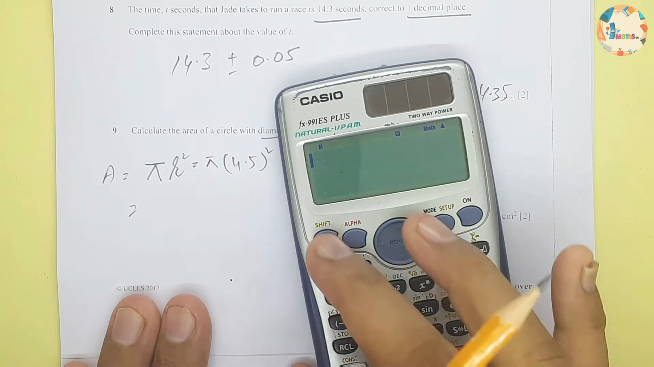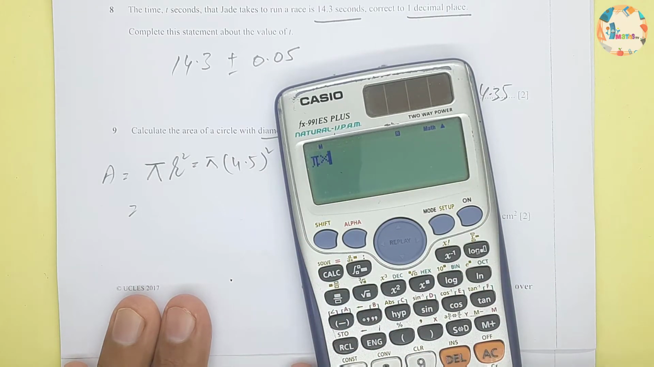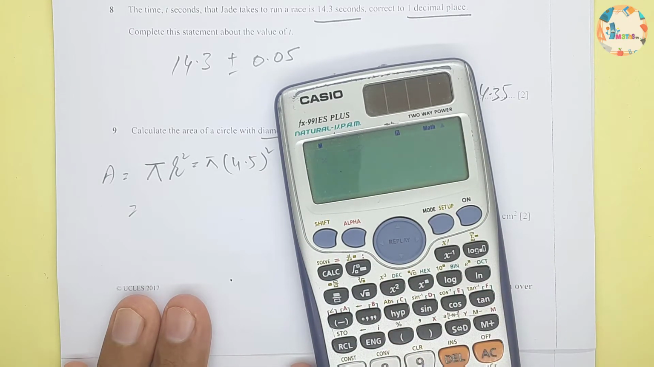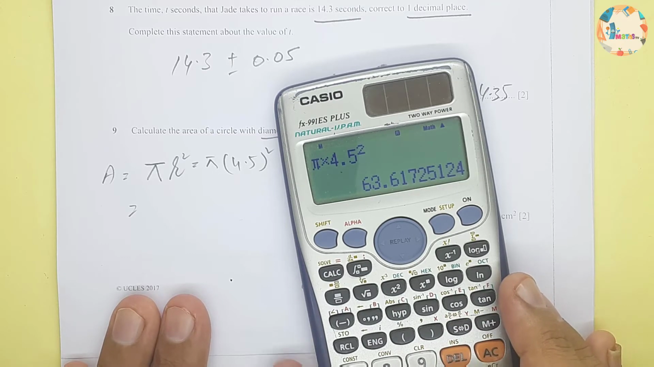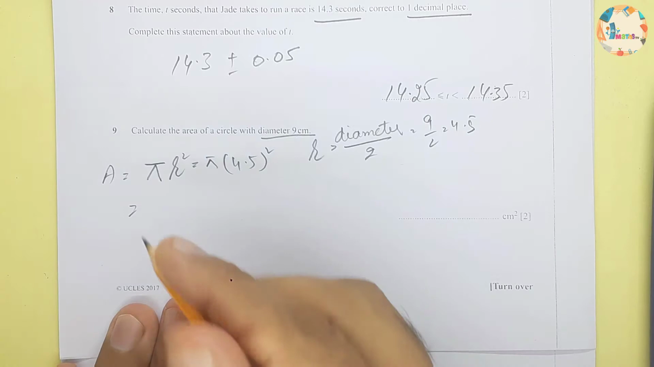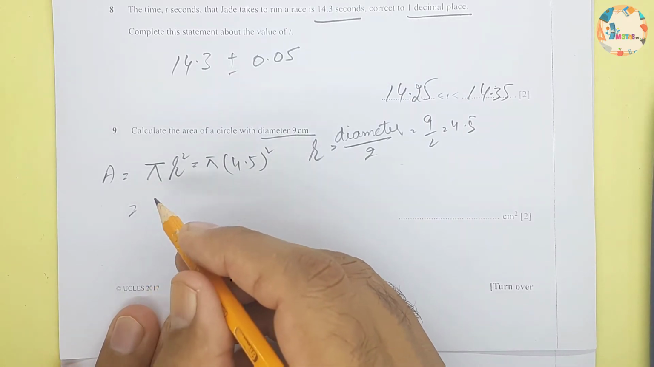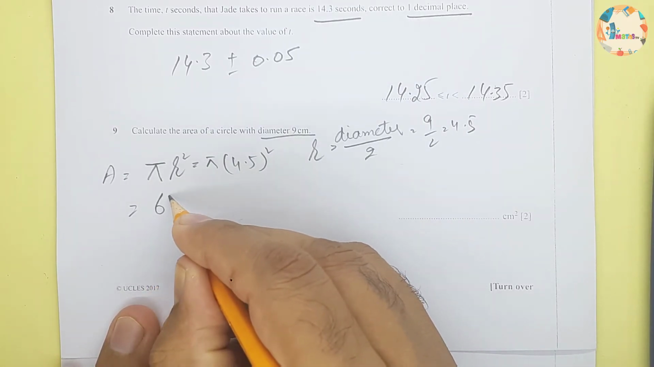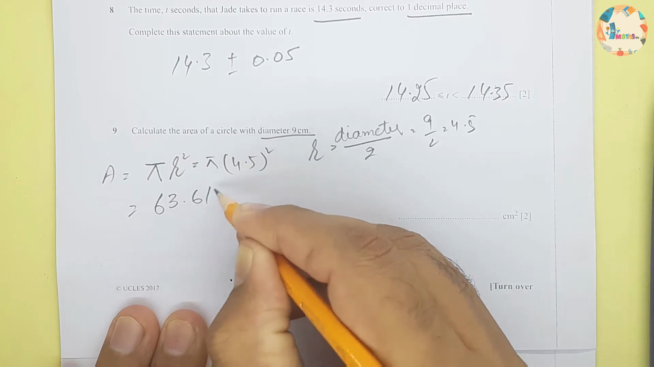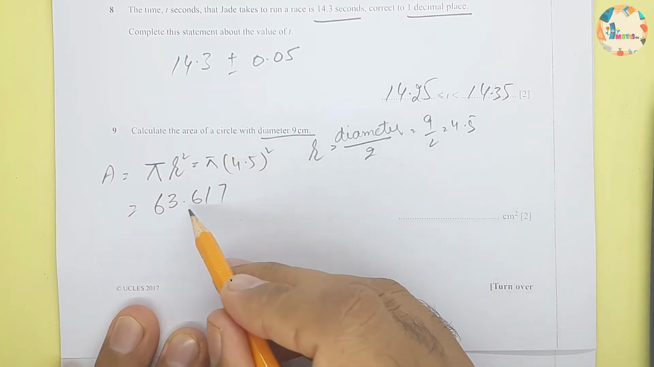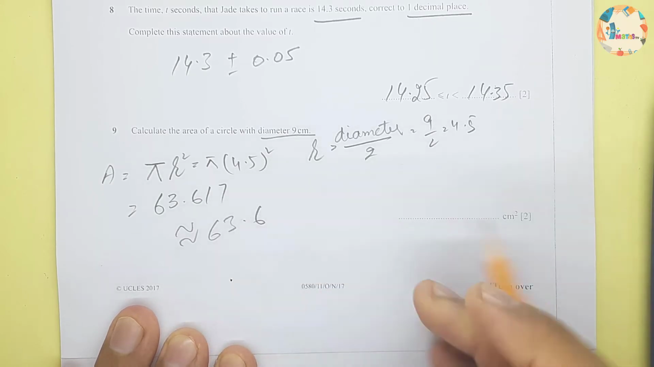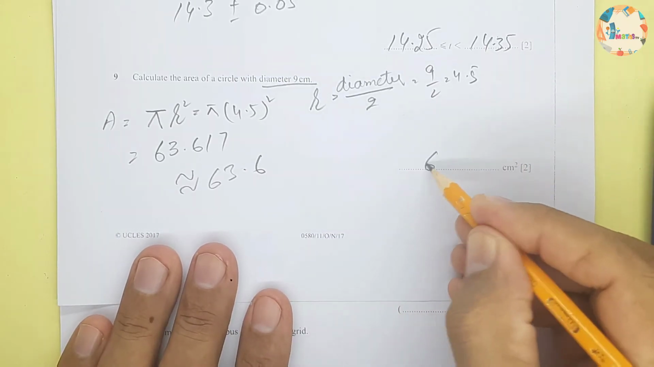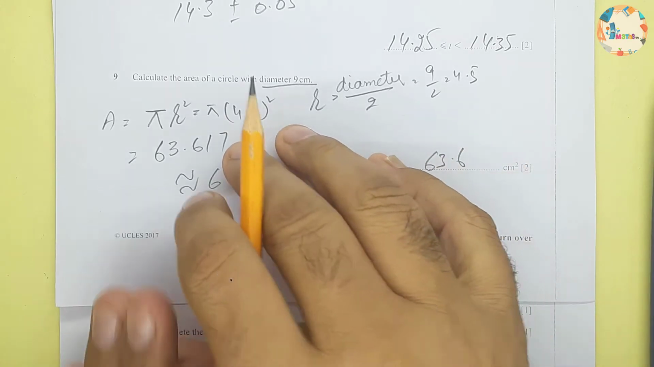So pi multiplied by 4.5 squared will give us 63.617. If we round, we can write 63.6. This will be our answer. 63.6 will be our answer.